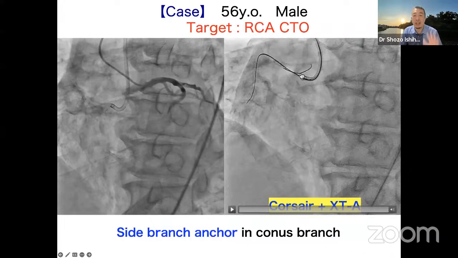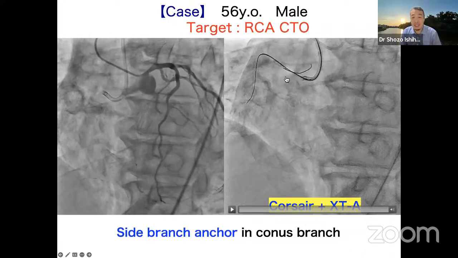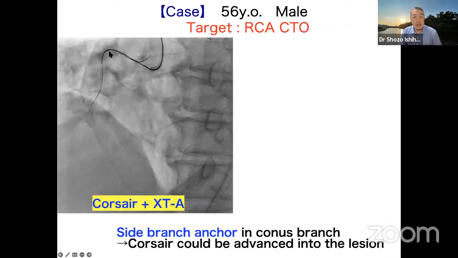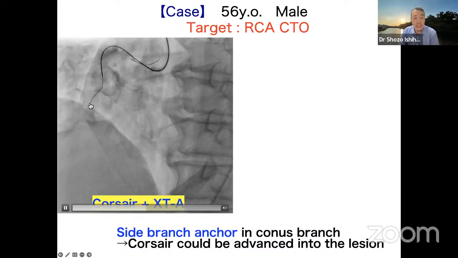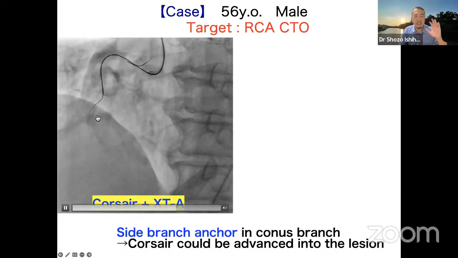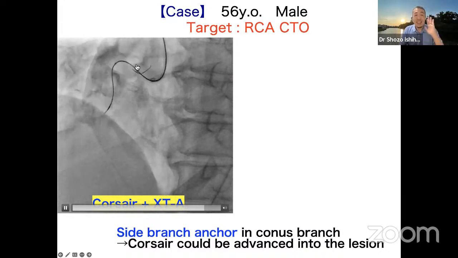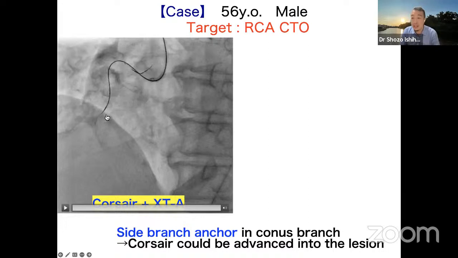using balloon anchor technique. This is the side branch anchor, as you know. Fortunately, XTA was advanced to the mid RCA, but it is difficult to advance more. So it's important to advance the microcatheter. So in this case, Corsair into the CTO as far as possible. It's very, very important.